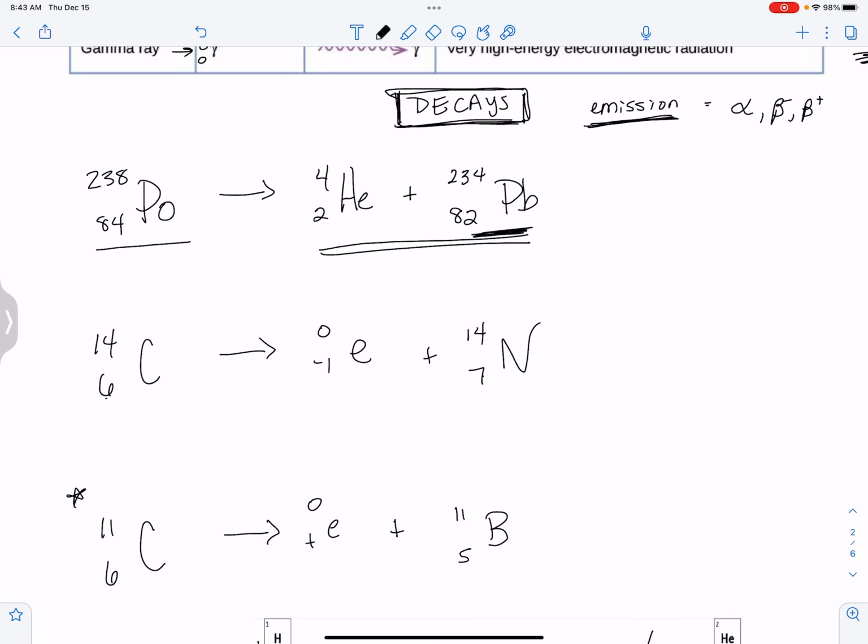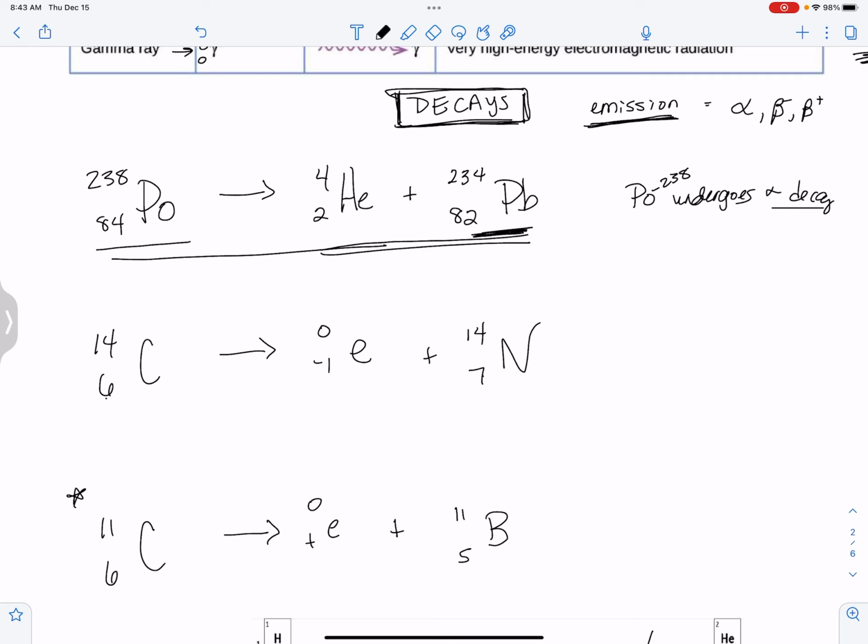And again, note that it's not going to be spelled out like this. It might just say Po-238 undergoes alpha decay, and that's all it has to tell you. That phrase alpha decay means alpha is one of the particles. You figure out the other particle. I've got some more examples here.